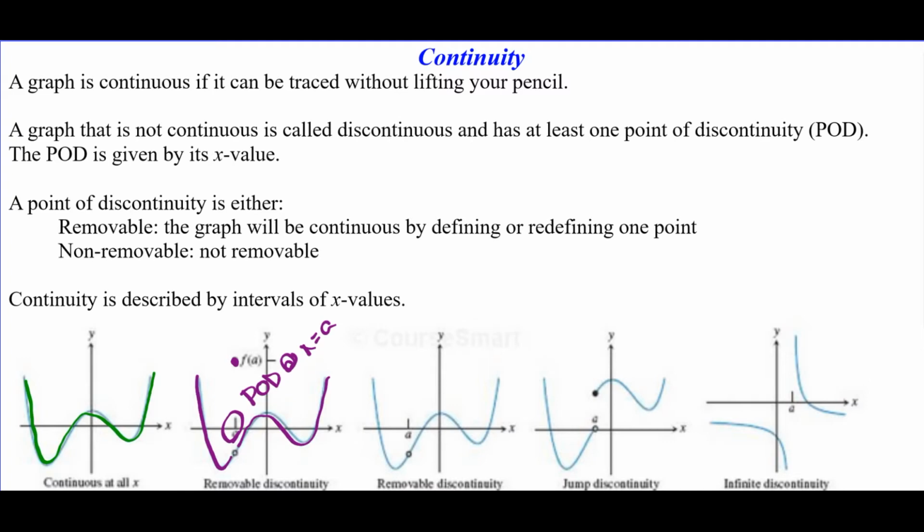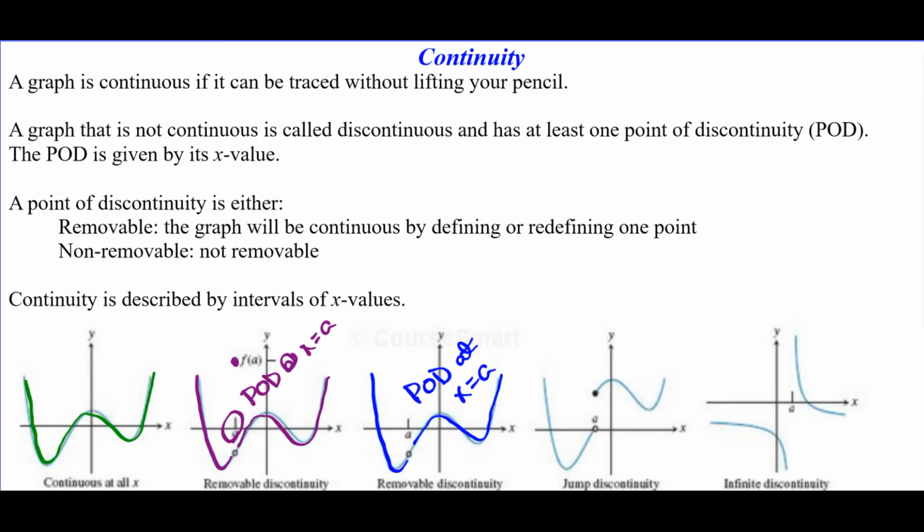Continuing over to the next graph, this is very similar. It just doesn't have that additional point. So I'm tracing this graph. I get to this open circle, this hole. We have to jump over it. So I have to pick up my pencil and then I can continue tracing. So again, I have a point of discontinuity at x equal A here.